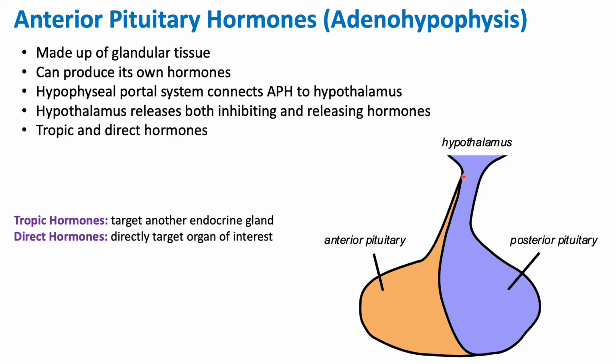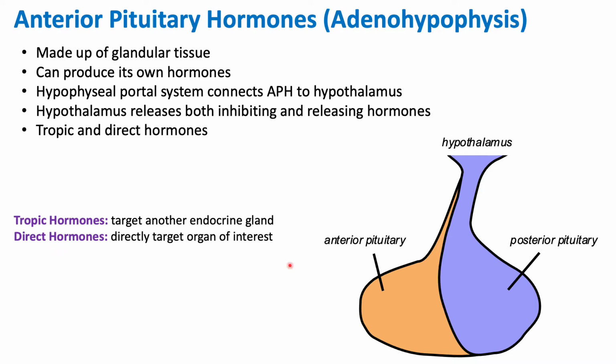So essentially the hypothalamus has both inhibitory and releasing hormones. For example, let's say the hypothalamus releases an inhibitory hormone that tells the anterior pituitary not to release a hormone. Whereas releasing hormones released by the hypothalamus will encourage the anterior pituitary to release some kind of hormone. Now, the hormones that are released by the anterior pituitary can either be tropic or direct hormones.